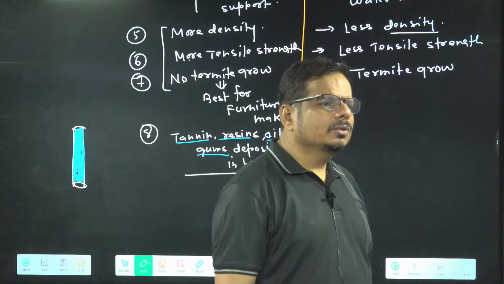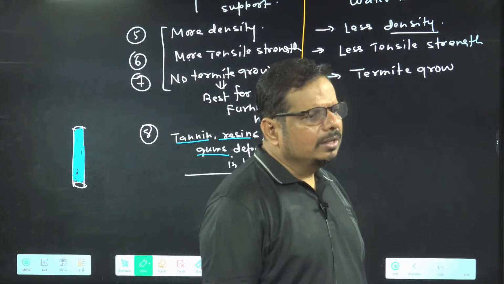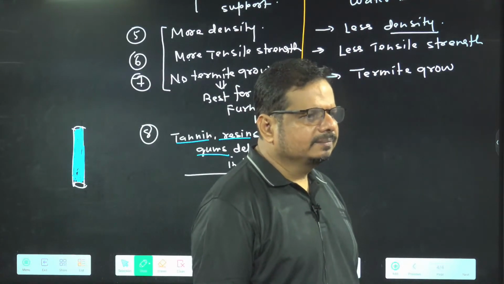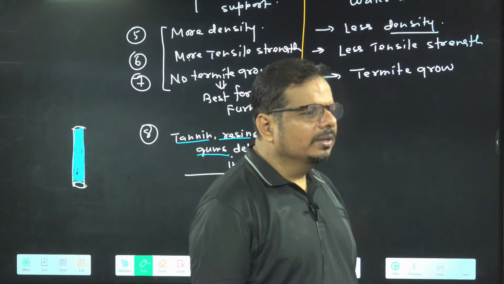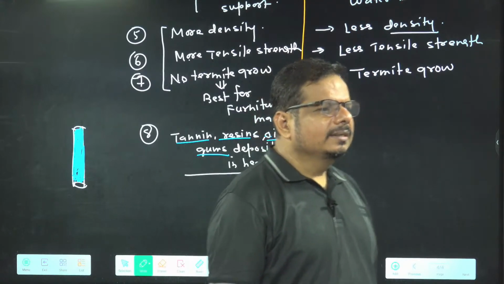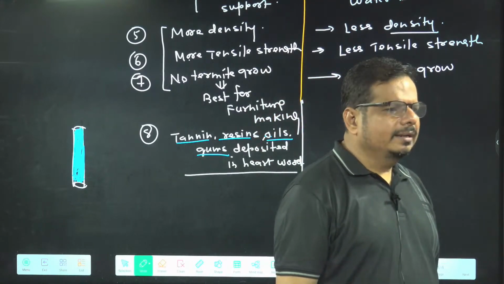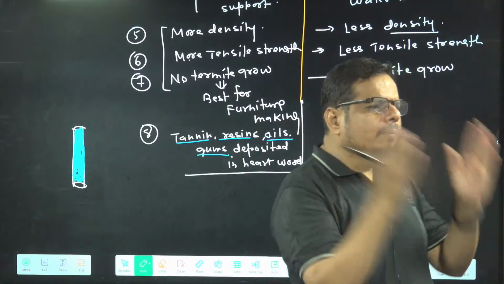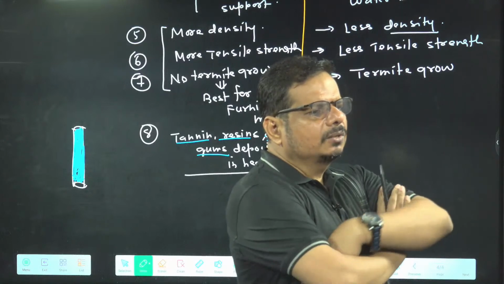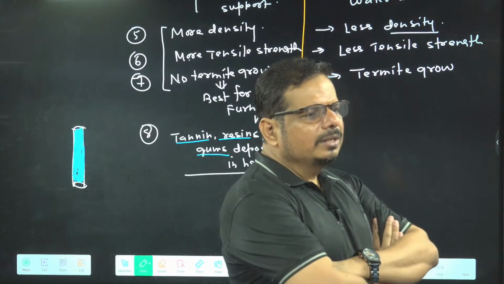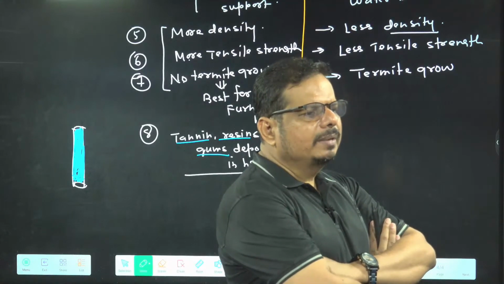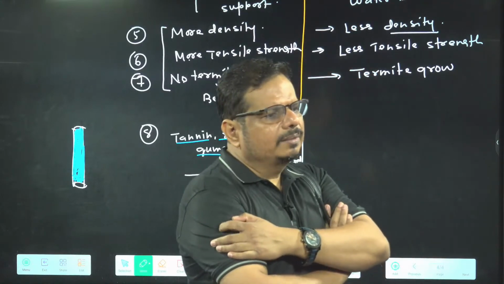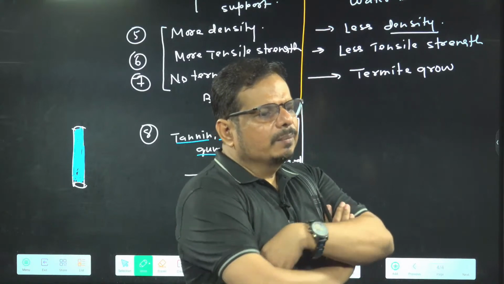So I am asking a question. In heartwood and sapwood, which of the following components are present? Xylem is present, or phloem is present, or both xylem and phloem are present? Answer the question. Heartwood and sapwood are made up of xylem, phloem, only xylem, or both xylem and phloem? So it is made up of only xylem.